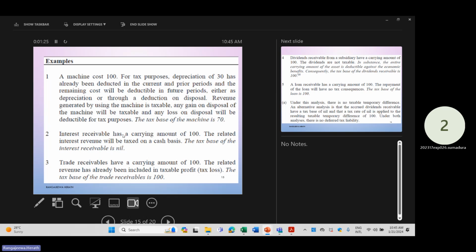Related interest revenue will be taxed on a cash basis. That means if you pass the double entry based on tax law, there is no interest income to credit. That means no interest receivable. So tax base is 0.